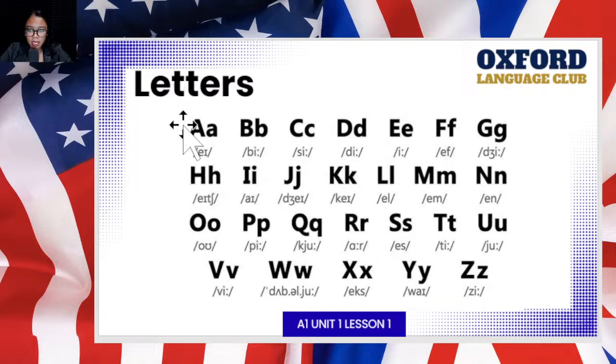How do we pronounce A? A. B. C. D. E. F. G. H. I. J. Okay? And we are going to continue with the letter K.